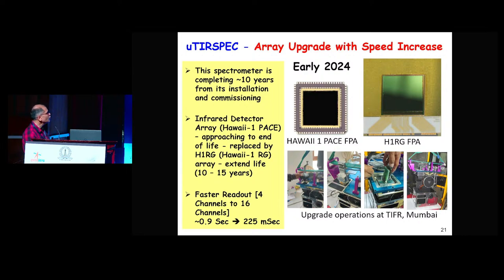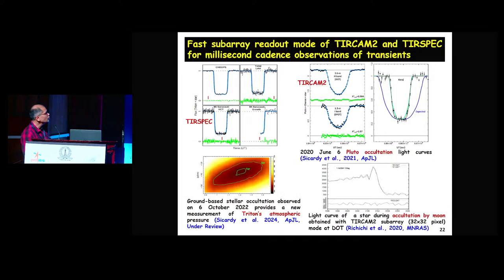for a further 10 to 15 years, as well as upgrading the readout for faster readout, because we have a lot of user demand for faster high cadence observation. And I also want to emphasize that the sub-array capabilities which we have developed in these cameras are widely used for international programs. So this is one example where there was an international campaign to observe the Pluto occultation which happened in 2021.